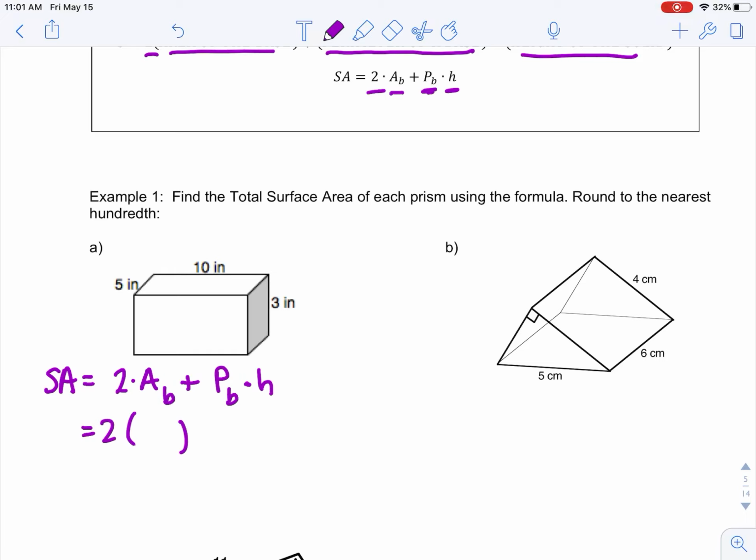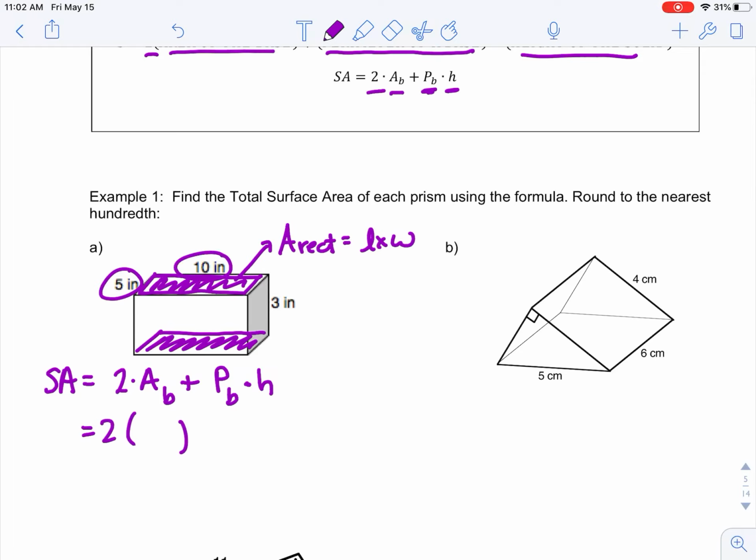Okay, so we need to find the area of the base. So area of the base is, if I think about the base, it would be down here, right? It'd be this rectangle right down here. Well, that's the same as this rectangle on the top, right? And it's a rectangle, so the way to find the area of a rectangle is I just do length times width. So that would just be 5 times 10. So that'll be 5 times 10 right there.